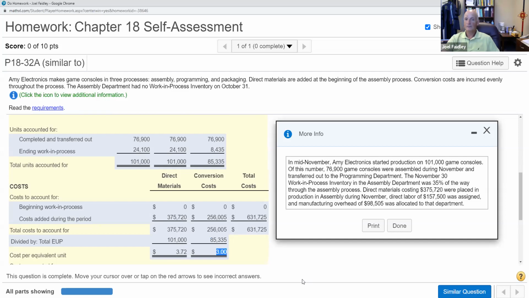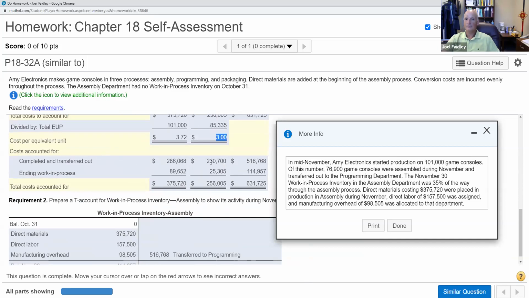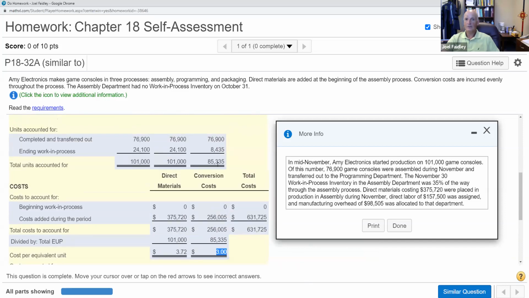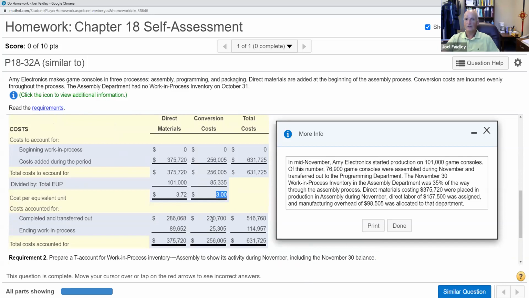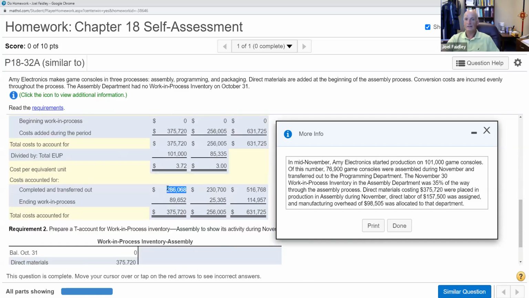All right, so what do we do with that? Well, we're going to apply that to our units up here now, right? So $3 times 76.9, well, let's just jump down here and look. Completed and transferred out. $3 times 76.9 gives me 230,700. And $3.72 times 76.9 gives me $286,068. So that tells me the journal entry I would make for transferring out my product. That's the journal entry we should make.